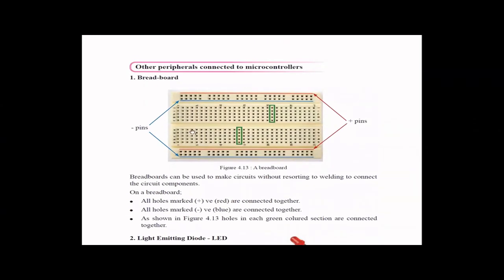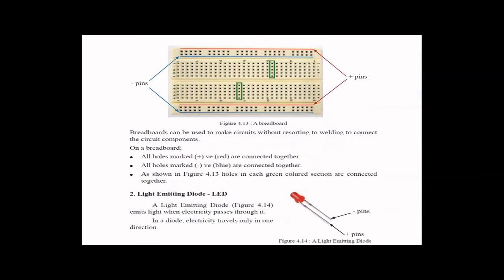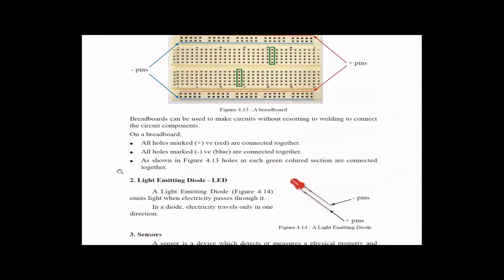These are the other peripherals you can connect to the microcontrollers. The breadboard, maybe you have heard of it. Breadboards can be used to make circuits, right? You don't have to do welding to connect the circuit parts. You can easily use this, right? You have positive edges and negative edges like that. So this board has plus and minus pins.